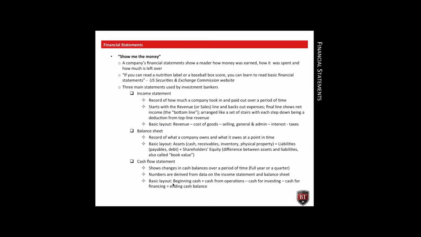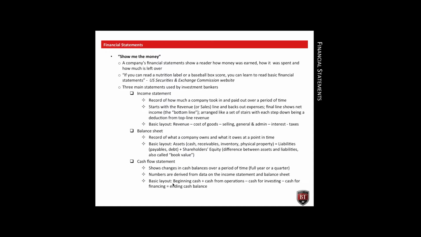The final main statement used by investment bankers is the cash flow statement. The cash flow statement shows changes in cash balances over a period of time. Again, like an income statement, it covers a fixed period of time. The numbers on a cash flow statement can be derived from data on the income statement and the balance sheet. So if you're given an income statement and a balance sheet, you should be able to create a cash flow statement.